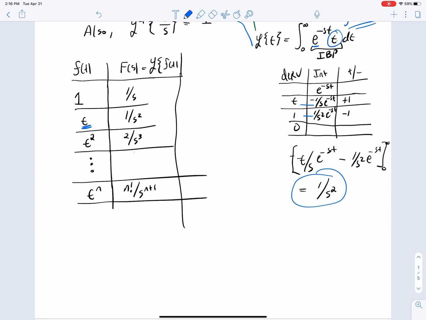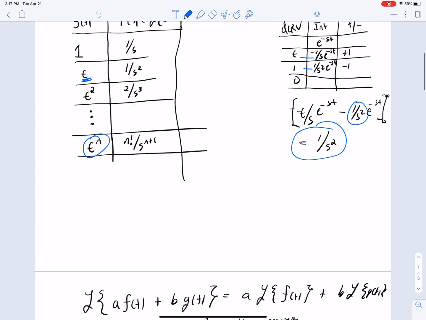And we can start to pick up on a pattern here. So t to the 1 gave me 1 over s squared. 1 by itself gave me 1 over s. And so the pattern is that t to the n gives me n factorial, that's n times n minus 1 times dot dot dot times 2 times 1, over s to the n plus 1.